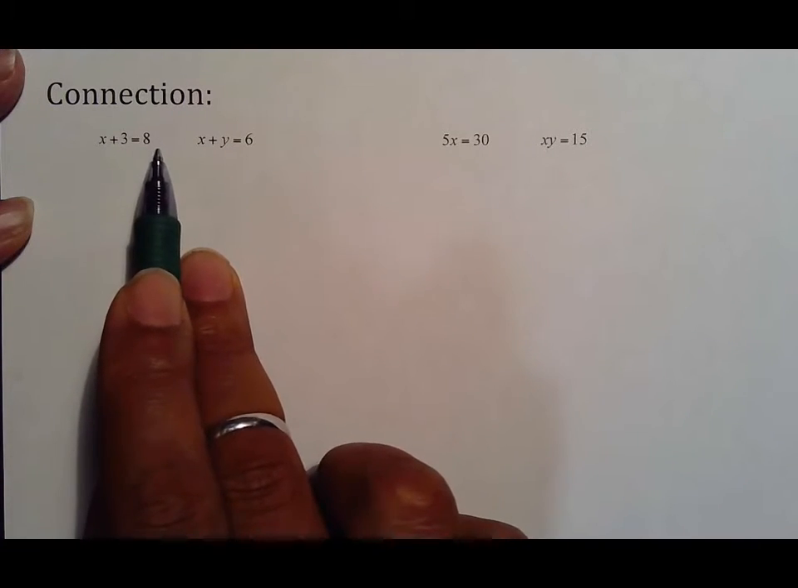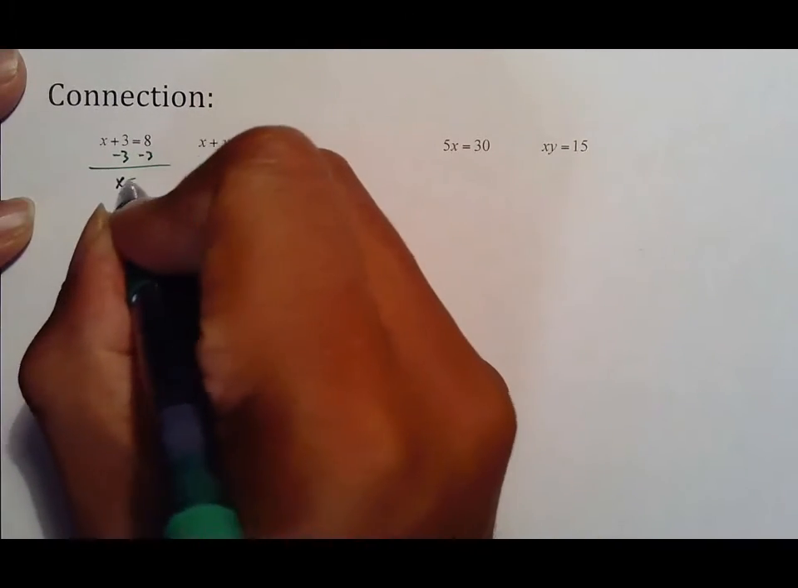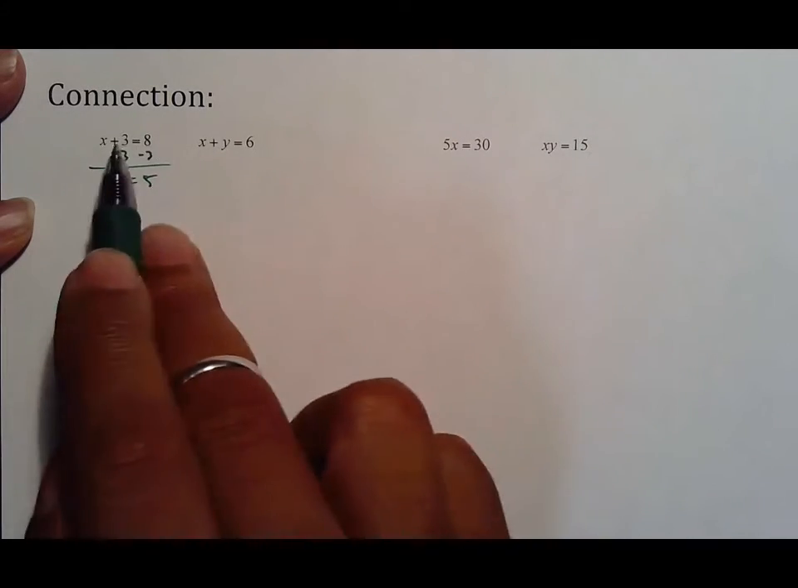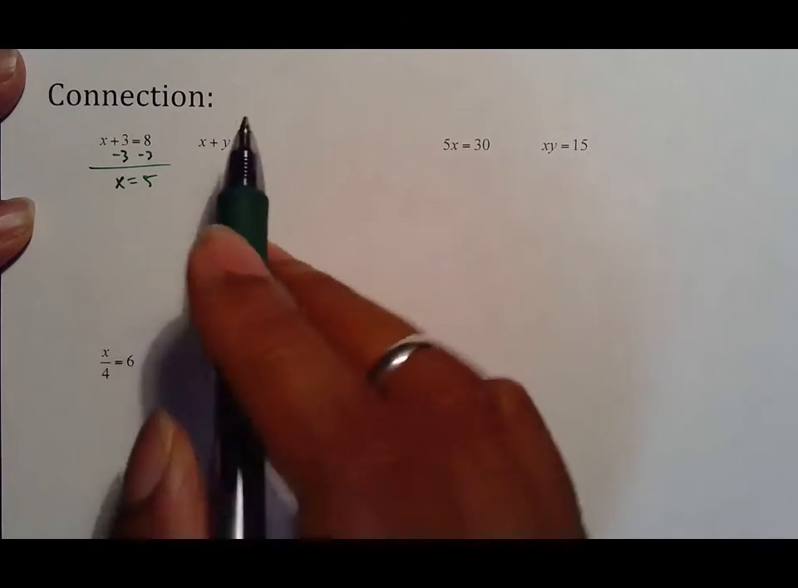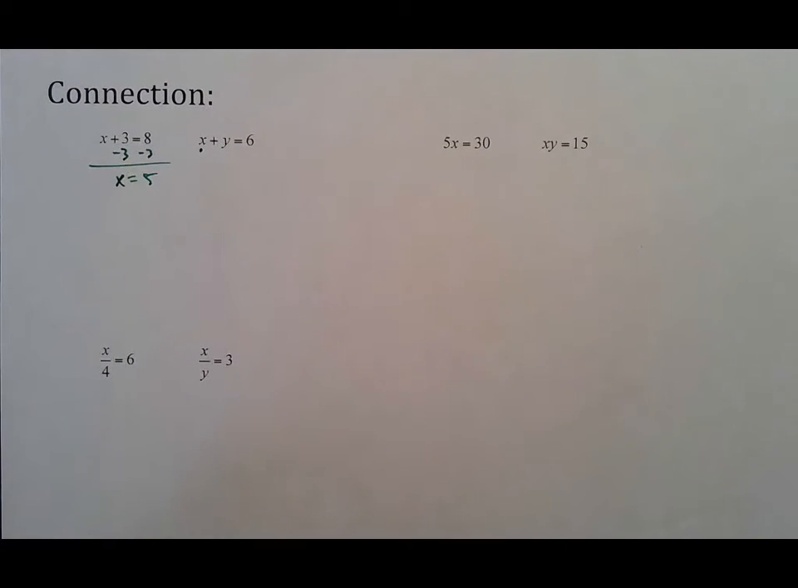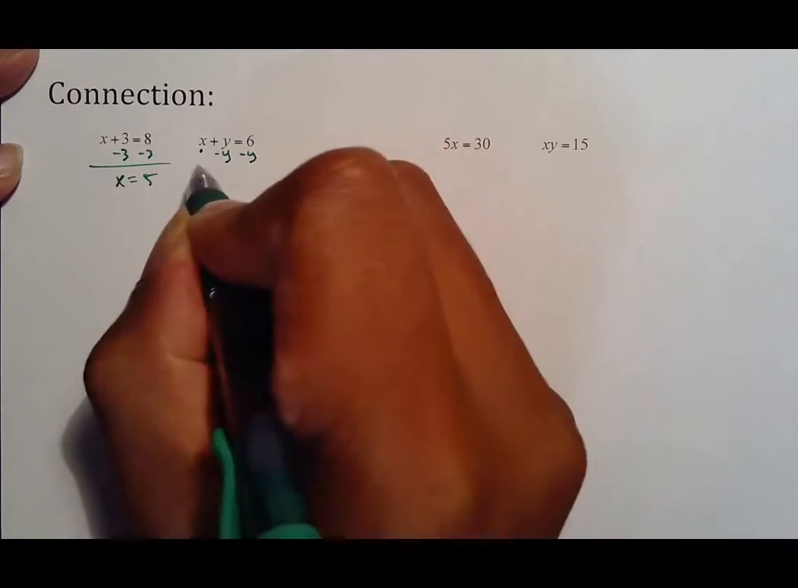x plus 3 equals 8. What we did here was we subtracted 3 because we wanted the x by itself, and x equaled 5. These two are the same, except it's x plus y equals 6. If I wanted to get x by itself, first thing I would do is put a little dot by the x because I know that's what I want by itself, which means I don't want the y. And notice I moved the 3 by subtracting it. You're going to move your y the same way.